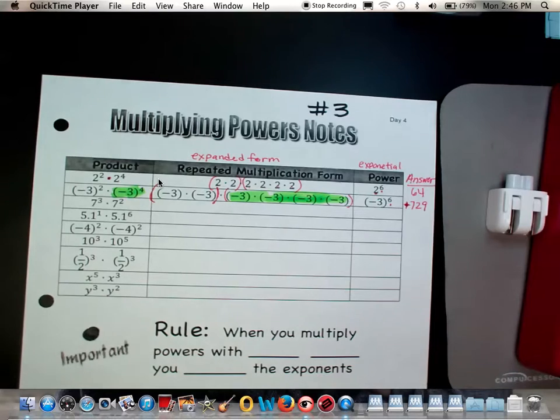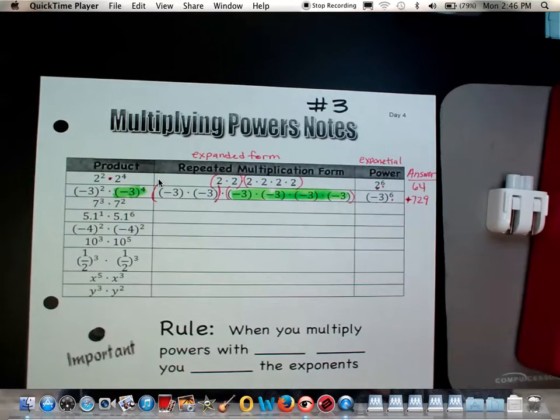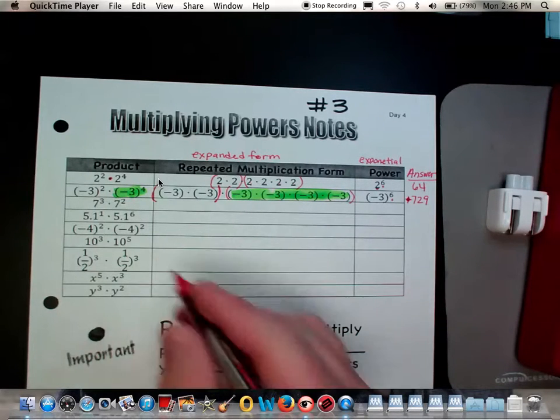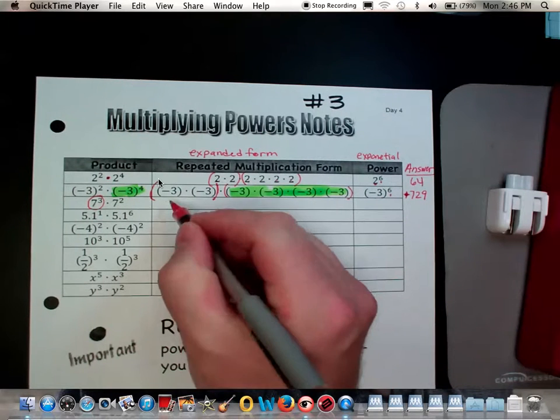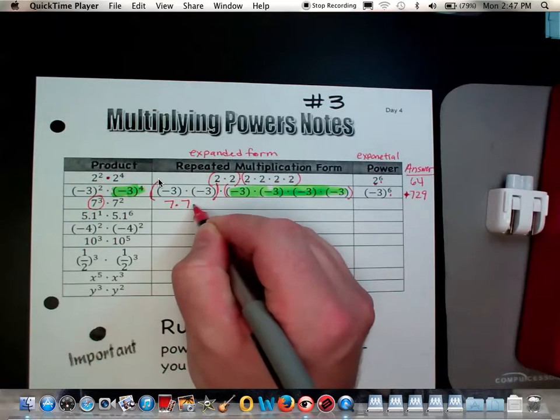Okay, you can use colored pencils to help you color code them in. I'm just going to use red and green. If you want to use crayons or something to help you color them in, you can. So I'm going to do the first one here. 7 to the third power. I'm just going to expand that. So that's going to give me 7 times 7 times 7.